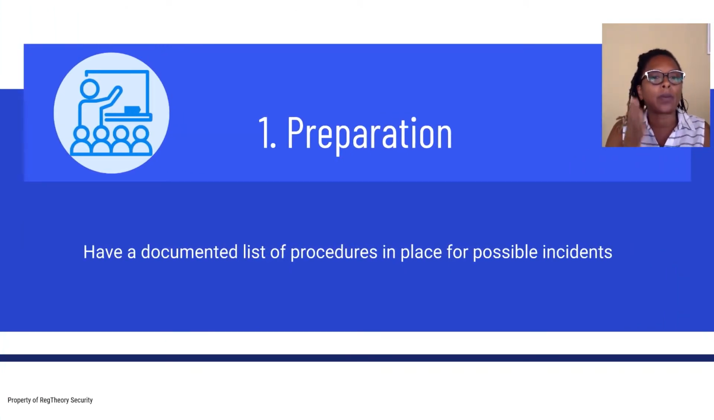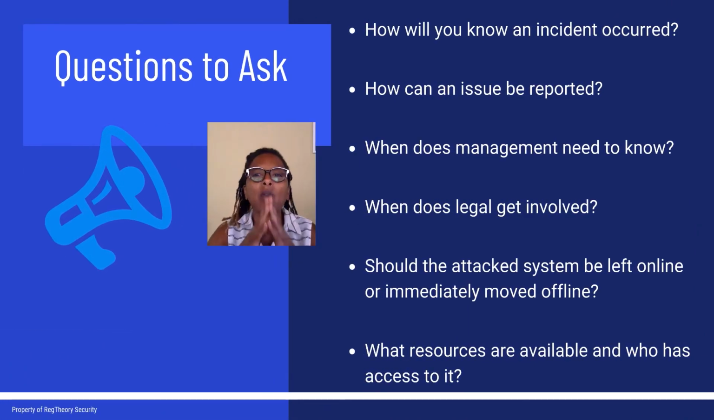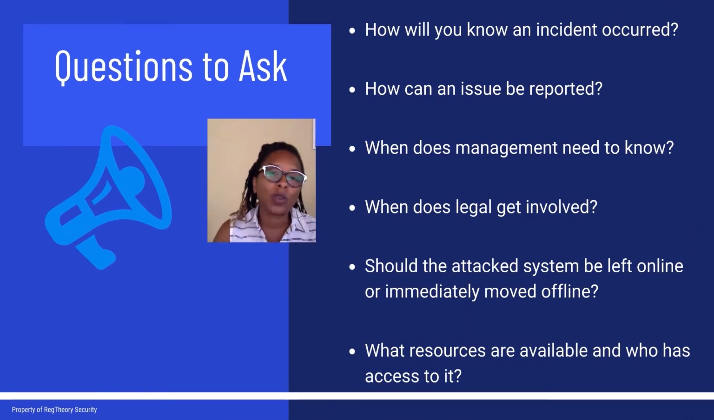When we talk about preparation, we're talking about having a documented list of procedures in place for any incident that can occur. That means everyone knows what should happen if an incident, no matter what it is, occurs within an organization. Some of the questions you need to ask, especially as part of the incident response plan team, are: how will you know what incident occurred? Who reports an initial incident?